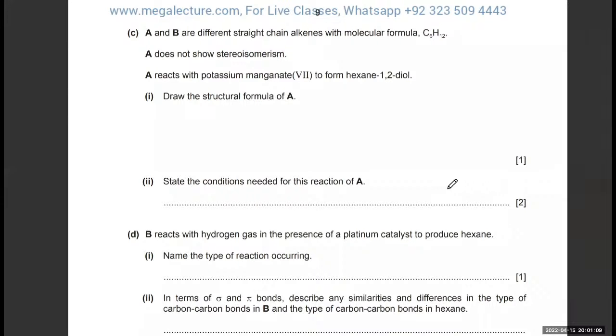So next one is you've got A and B are different chain isomers with the formula C6H12. And remember chain isomers, chain alkene, sorry. A does not show cis stereoisomerism, and A reacts with potassium manganate(VII) to form hexane-1,2-diol. So when are diols formed, we have to figure out what A is. So hexane is 6 carbon atoms, and it's 1,2-diol, which means an OH on carbon 1 and another OH on carbon 2.